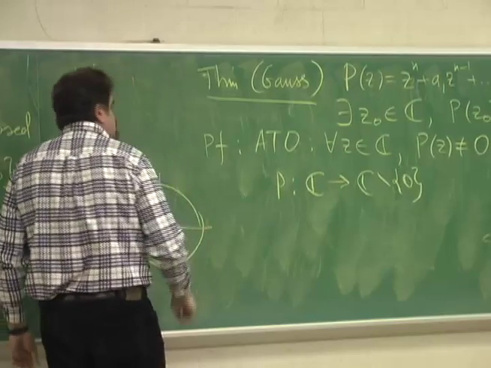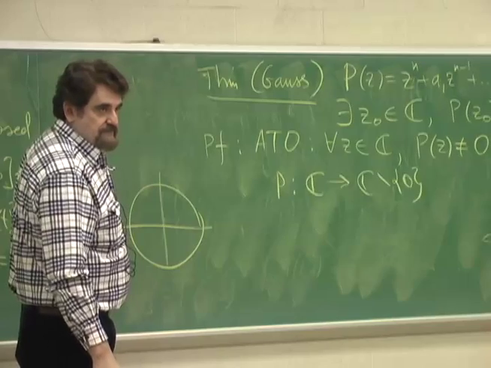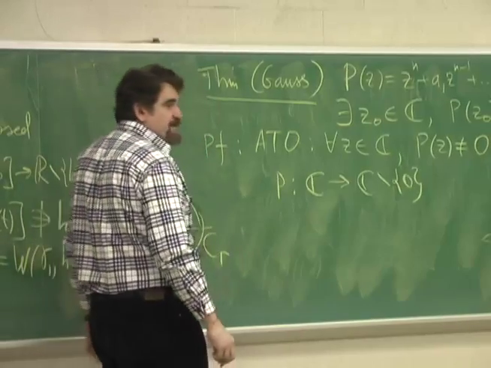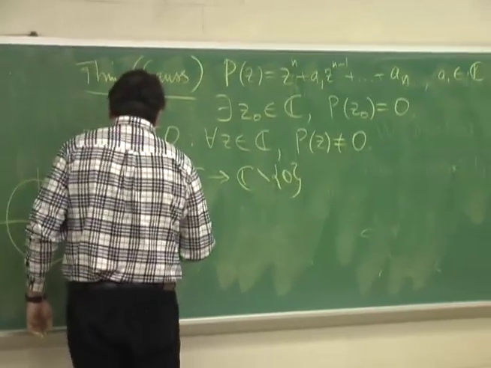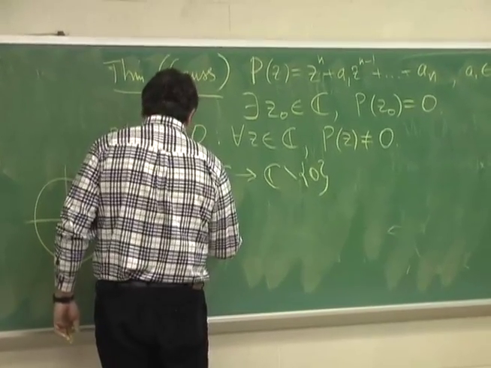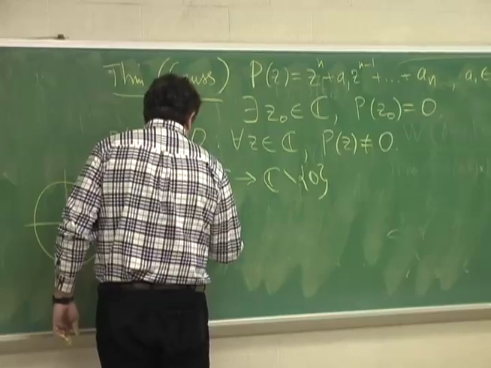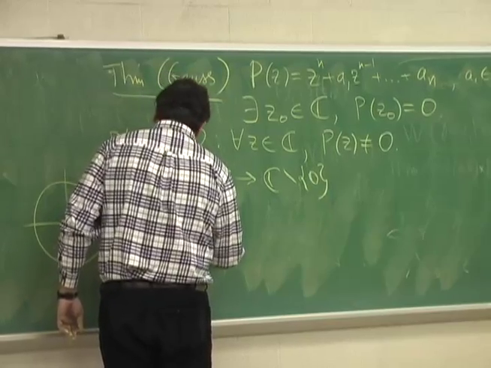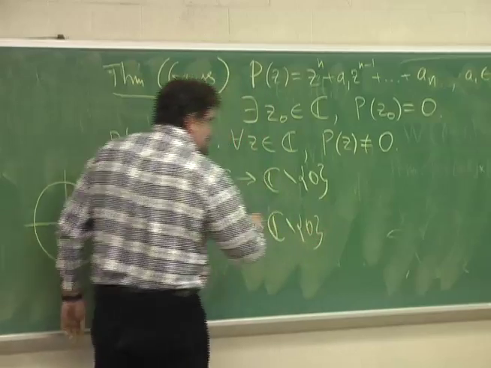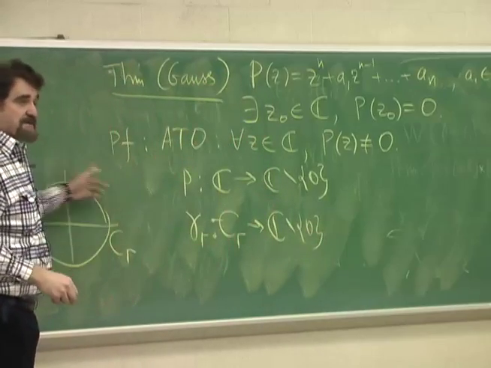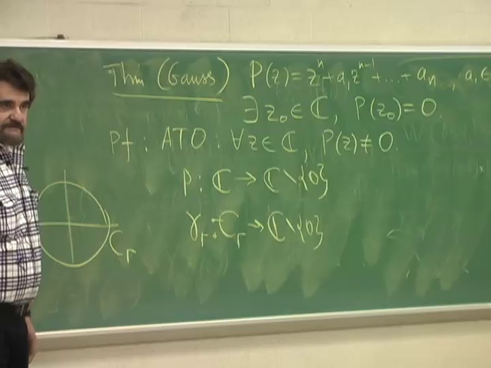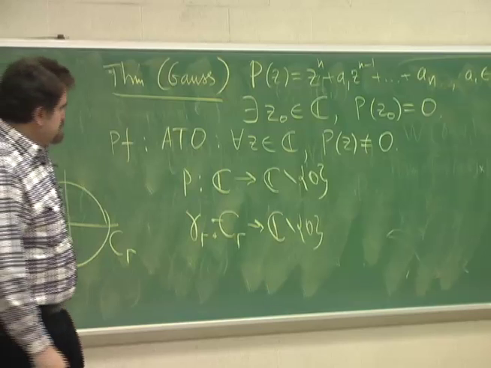Take a circle with radius r. Then gamma r will be the mapping of the circle to C minus 0. Simply restrict my mapping on the circle. It is a continuous mapping, no doubt about this.